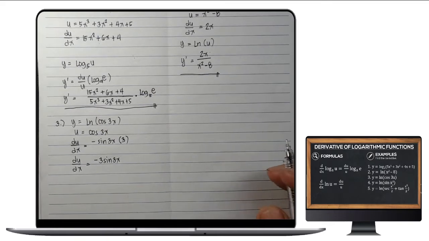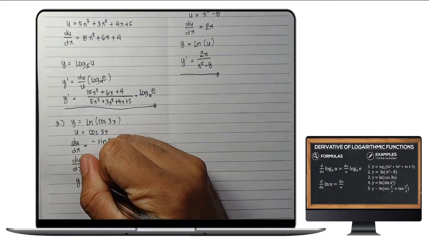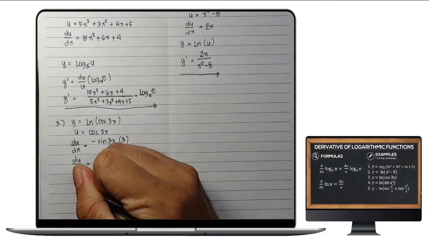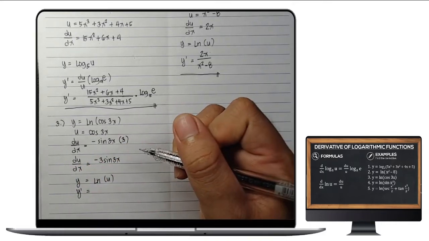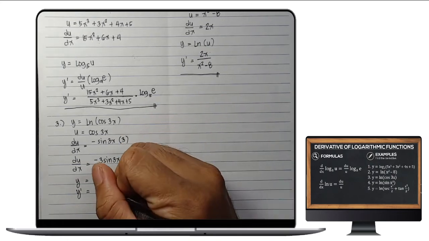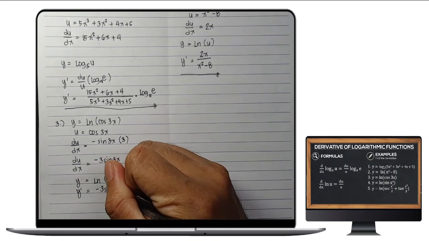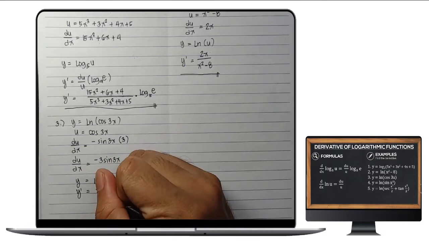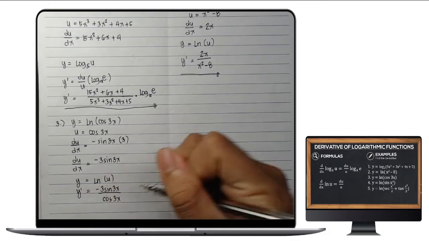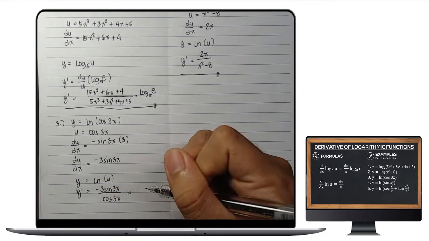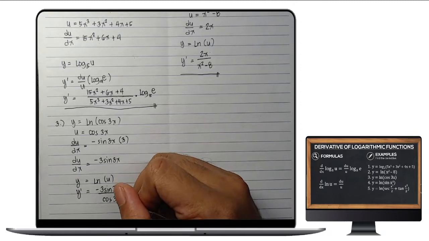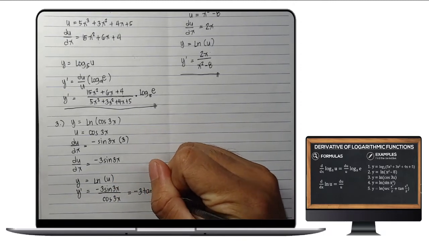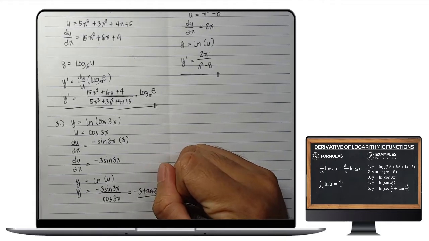Then, our y is ln of u. Then when we get the first derivative, that is the derivative of u over u. So the derivative of u is negative 3 sine of 3x all over u, which is cosine of 3x. And we all know that sine over cosine of the same angle is tangent. So we have negative 3 tangent of 3x.